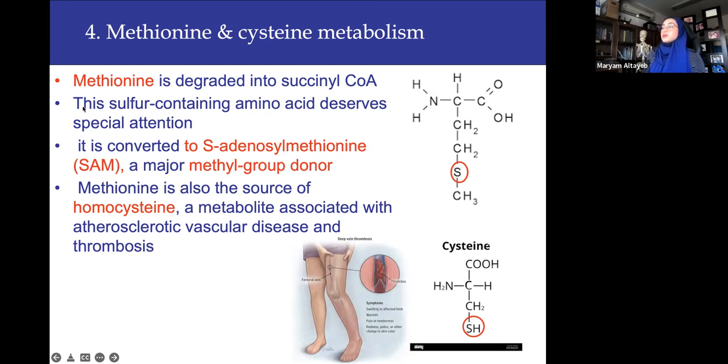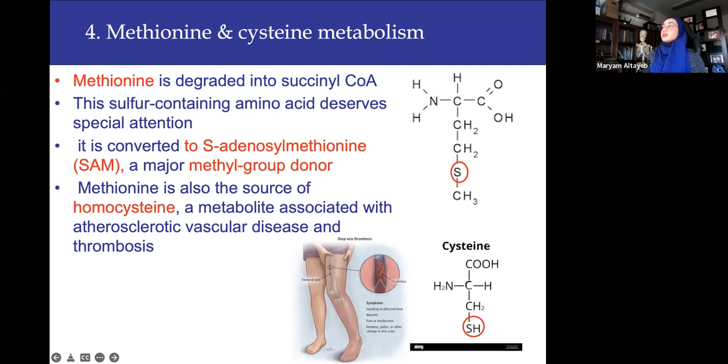And why is it important? It's converted into something we call SAM, or S-adenosyl methionine. Why do we care about S-adenosyl methionine, or SAM? SAM is a major methyl group donor, and it's a very high energy molecule, and it carries out a lot of important processes in the body. When we say S-adenosyl methionine, it's because the S stands for sulfur.